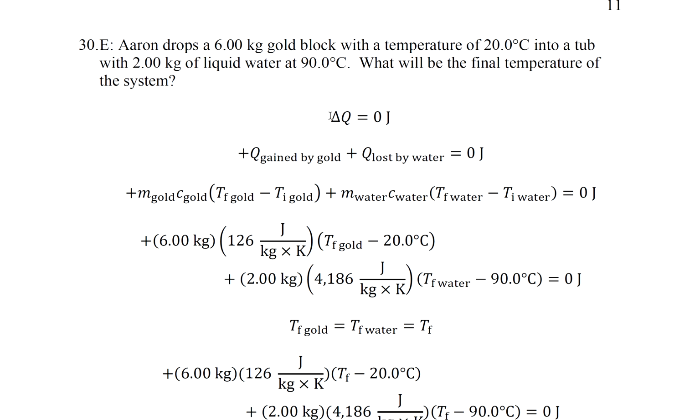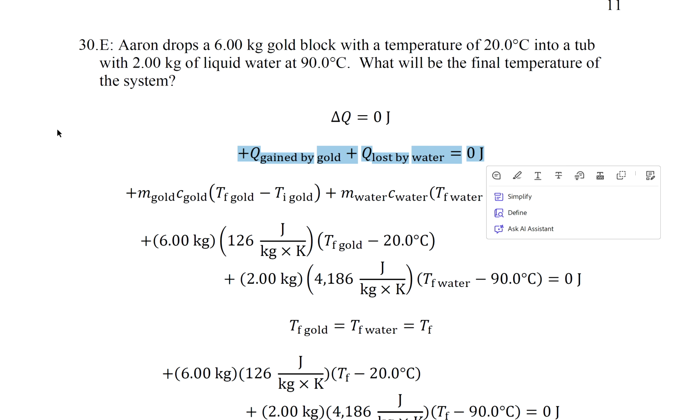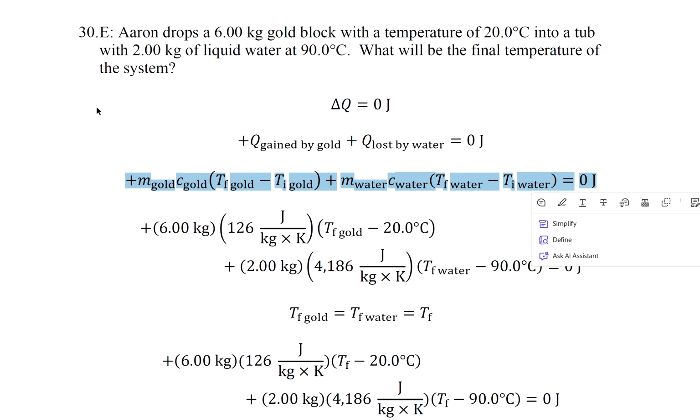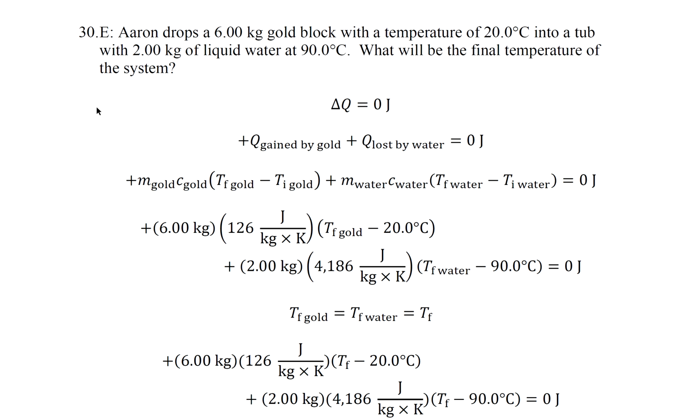So the change in energy of the whole system should be 0 joules. So the energy gained by gold plus the energy lost by water should equal 0. So we have this equation here: mcΔT of the gold plus mcΔT of the water equals 0.